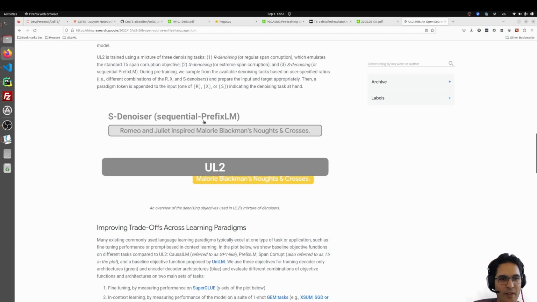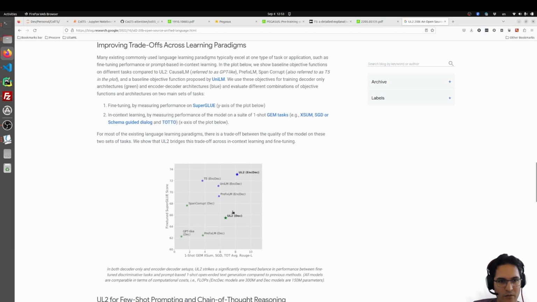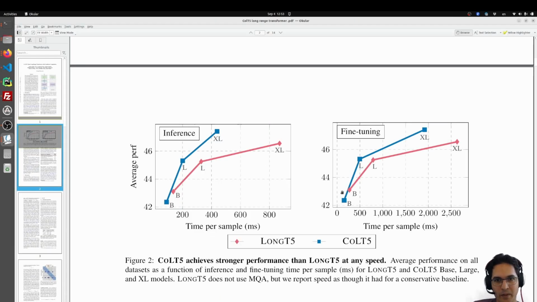Like we have sequential, so you have a token of S. So you're just helping the model with how to think to solve the problem. And you see, comparing to other paradigms like GPT, decoder only, or encoder decoder, UL2's one-shot performance and also the SuperGLUE performance score is much higher. So that's the whole thing we need to know about T5, UL2, and so on. Let's go back to the paper.